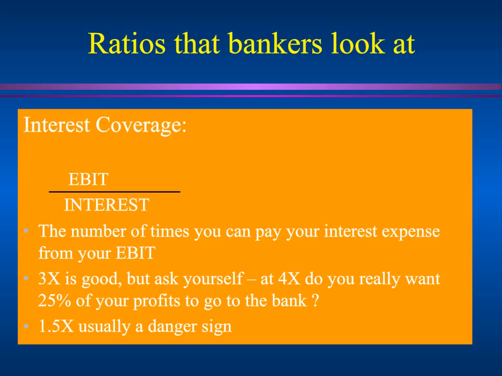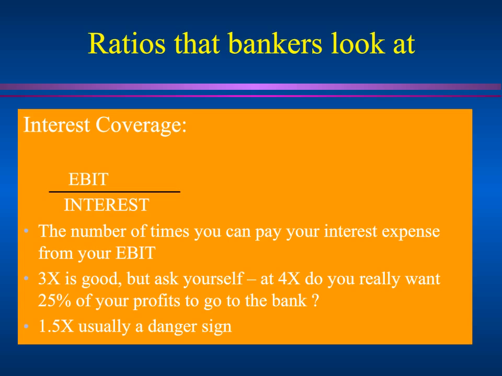But still, at 4 times, that means that 25% of your profits, earnings before interest and taxes, is going to the bank. Okay, I prefer personally about 7 times or higher. That means a lot less money is going to the bank, and you get to keep a lot more in the company. And that's a good place to be.